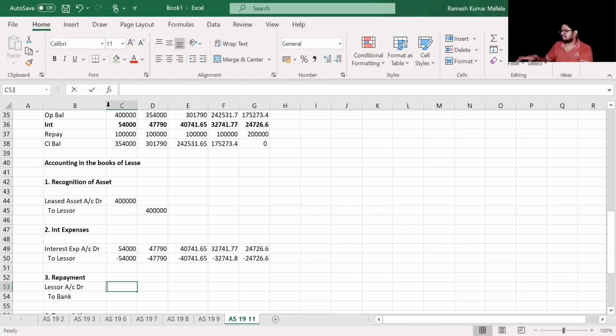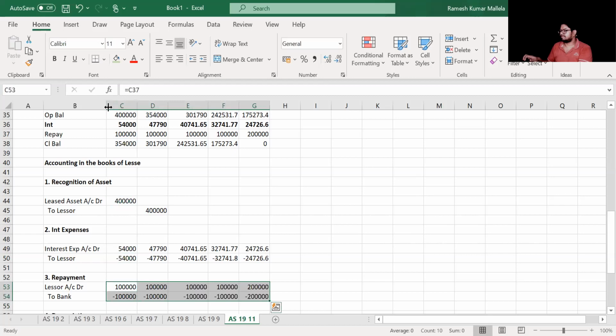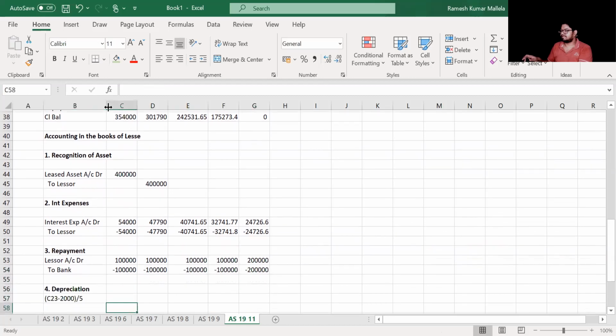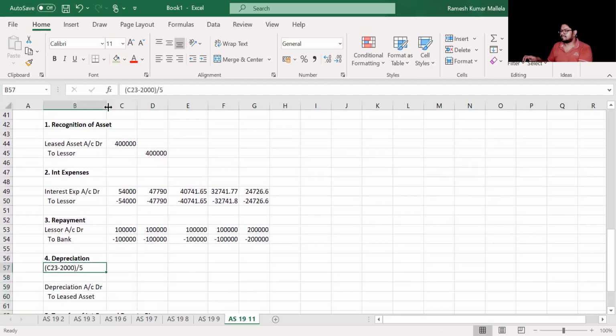Repayment is 1 lakh. Minus 1 lakh. And last year it is 2 lakhs. Depreciation we are supposed to calculate. What is the value of depreciation? I'm supposed to take it at WDV.